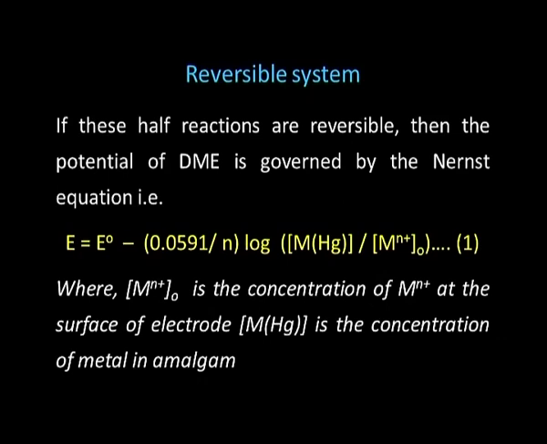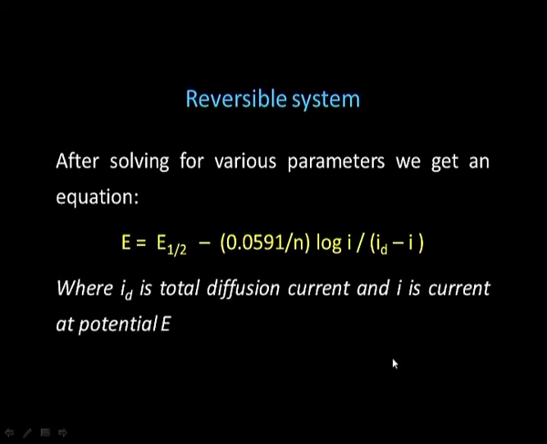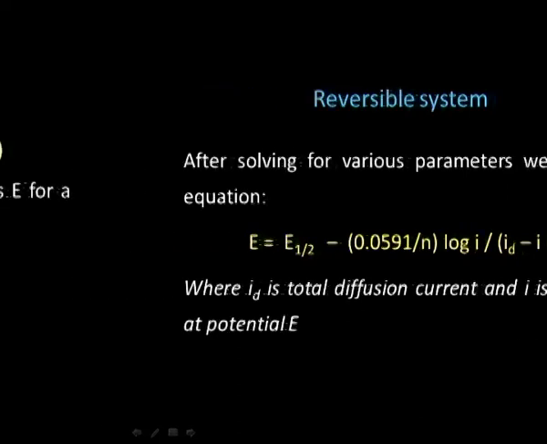surface of the electrode and [M(Hg)] is the concentration of metal in the amalgam. After solving for various parameters, we get an equation E is equal to E half minus 0.059 divided by n log I divided by (ID minus I), where ID is the total diffusion current and I is the current at potential E.